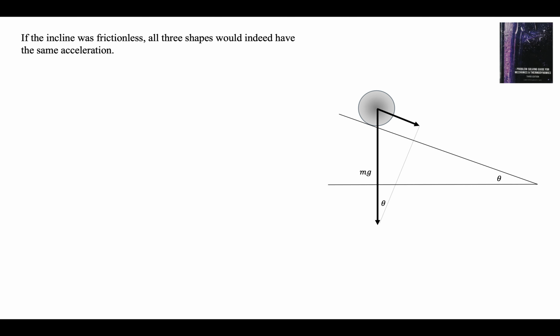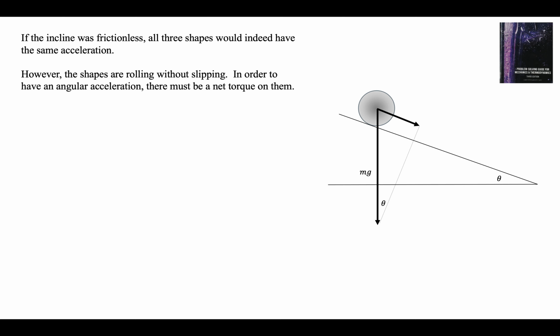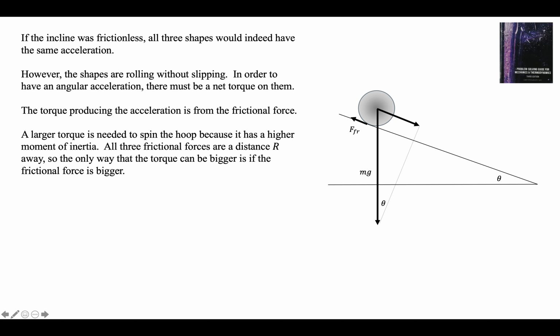If the incline was frictionless, all three shapes would have the same acceleration. But it's not frictionless. If it was frictionless, they wouldn't spin. The shapes are rolling without slipping. In order to get them to roll, there has to be a torque on them. And that torque is from the frictional force. And here's the frictional force right here. The torque is Rf, and that's causing the alpha, the spin, to increase.